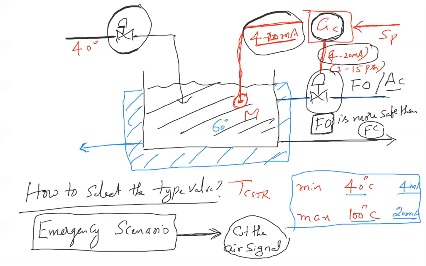Now, what is this valve? What is the feed valve? Feed is some hydrocarbon, no? Suppose you let the hydrocarbon into the CSTR, then what happens? In an emergency, do you allow hydrocarbon to enter your plant? Do you think hydrocarbon entering the plant is safe or unsafe? Completely unsafe. So this will be fail close.